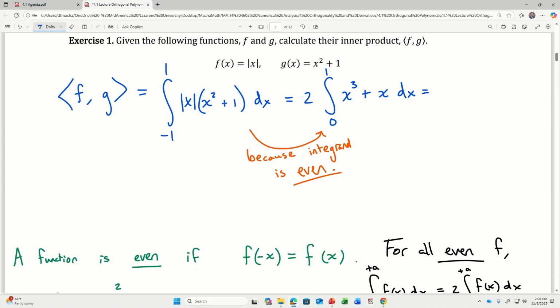Here's this, and let's take the antiderivative. Plug in the 0, plug in the 1, and we get 1/4 plus 1/2. That's 3/4 times 2, which is 3/2. That's their inner product. Questions so far? Okay.